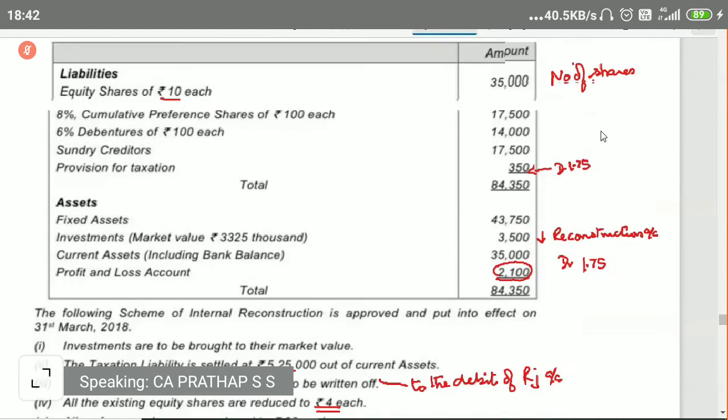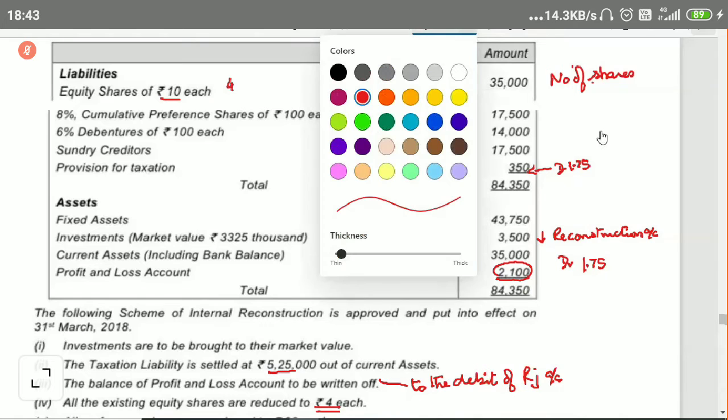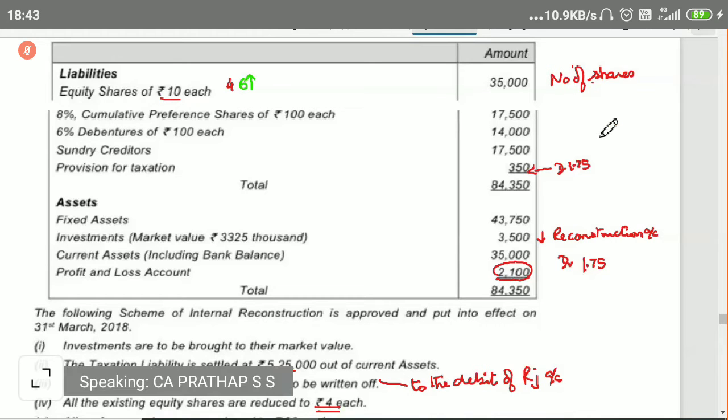So from 10, it is going to become 4. So what is the gain to the company, guys? The gain to the company is rupees 6 per share, 3.5 million. It will be credited to reconstruction account. You will learn this sum very well. The first 2, 3 sums you must learn very well. Then any sum is just practice.